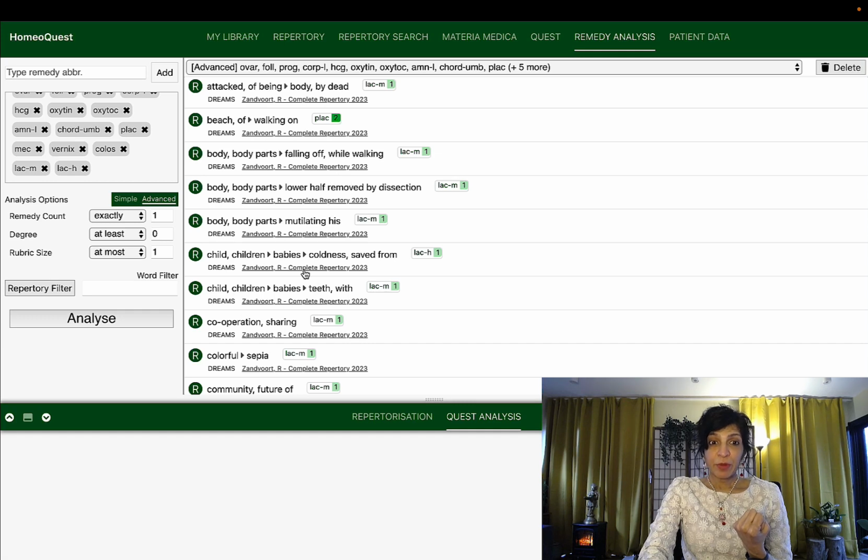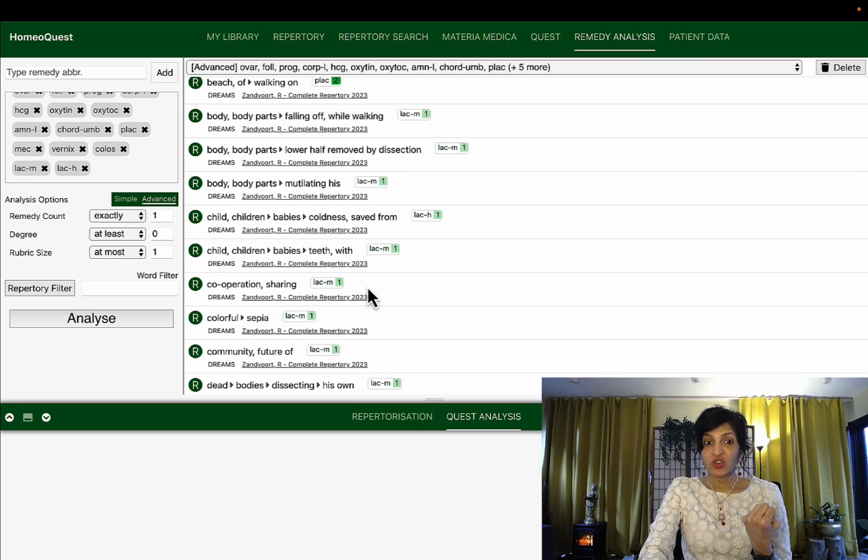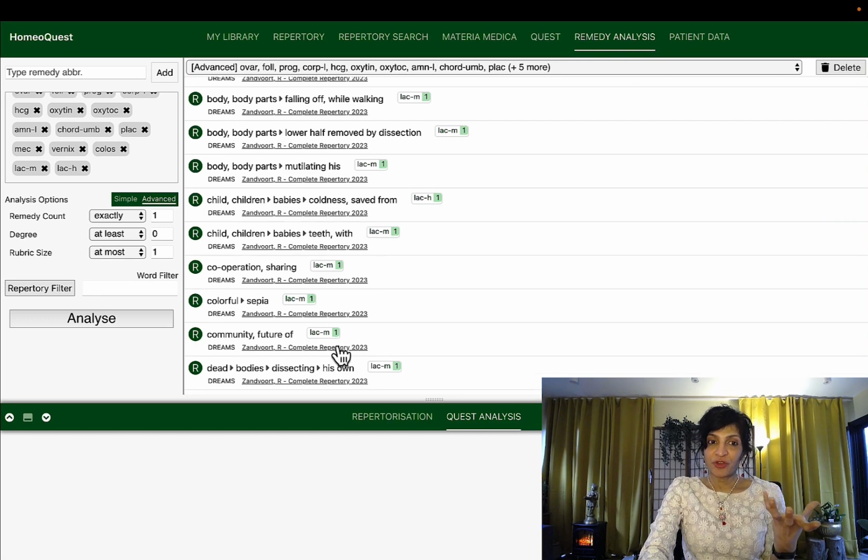And then, as I was speaking before, of any body parts disintegrating, falling off, mutilating, all is lac maternum. And this was exactly what our patient had. Cooperation and sharing. She wanted to live in a commune. She wanted to have a community around her, which she found in New Zealand. And that was lac maternum. So lac maternum matched her at stage 4.